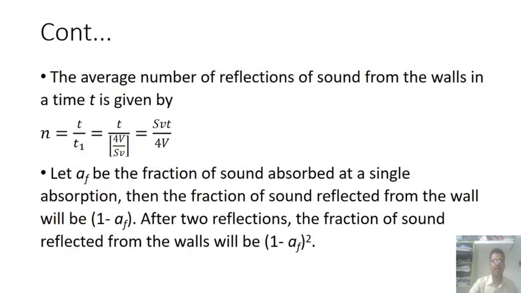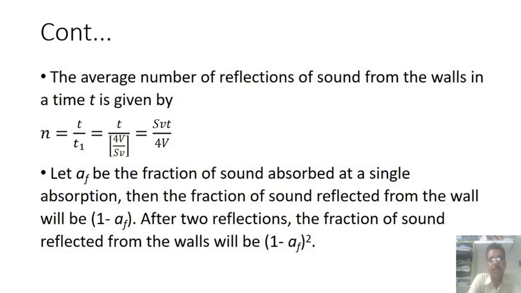Next, the average number of reflections of a sound from the wall in a time t is given by n is equal to t by T1. T1 we already calculated previously as 4V by Sv. Substituting, we get n equal to Svt by 4V. It is the number of reflections from the wall in a particular time duration.